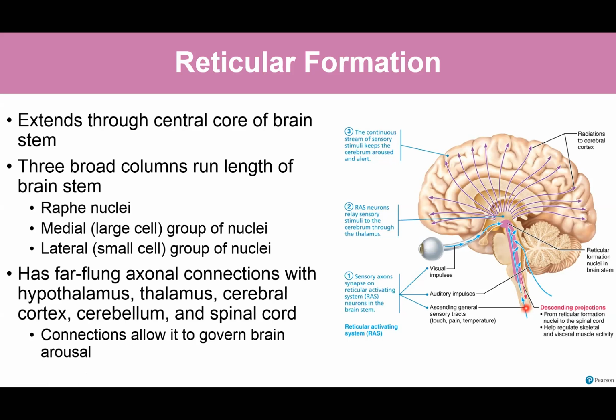So that's what I have here showing you guys, is that the sensory axons from maybe visual impulses, auditory impulses, and then our touch receptors will synapse on this reticular activating system in the brainstem. And then those neurons in this reticular system are going to send that sensory information to the cerebrum through the thalamus. And then we're going to have a continuation of that sensory stimuli sent to the cerebrum, which is going to keep the cerebrum aroused and alert, right? So it keeps you thinking. It keeps you, I don't know, not brain dead, I guess is the best way to explain it.